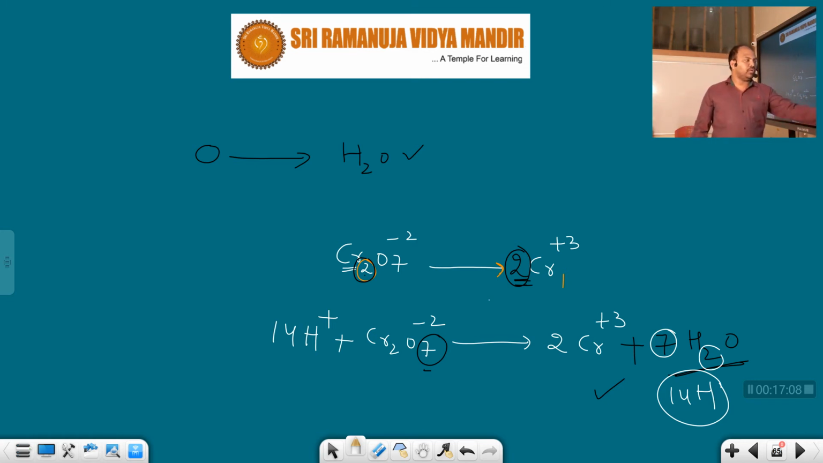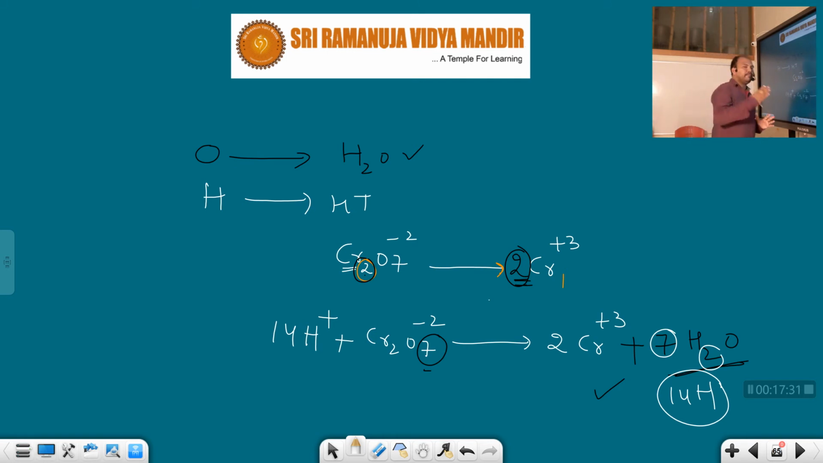Here 7 twos are 14 hydrogens, but on the dichromate ion side there are no hydrogens. So a deficiency must be present on the left-hand side of the chemical reaction. We know one statement: on the hydrogen-deficient side we add protons. How much deficiency is there? 14 hydrogens. So we add 14 protons.